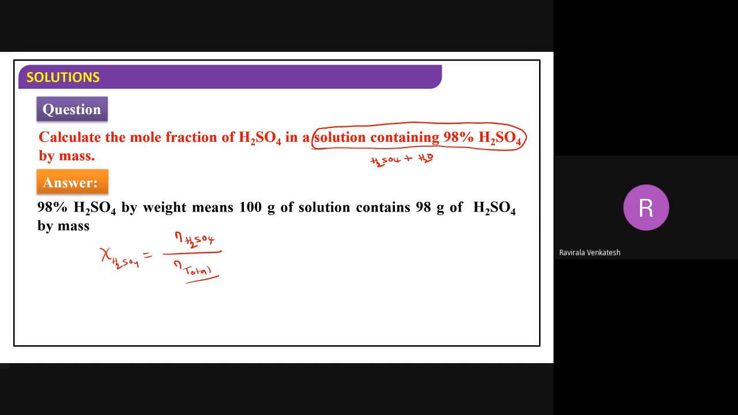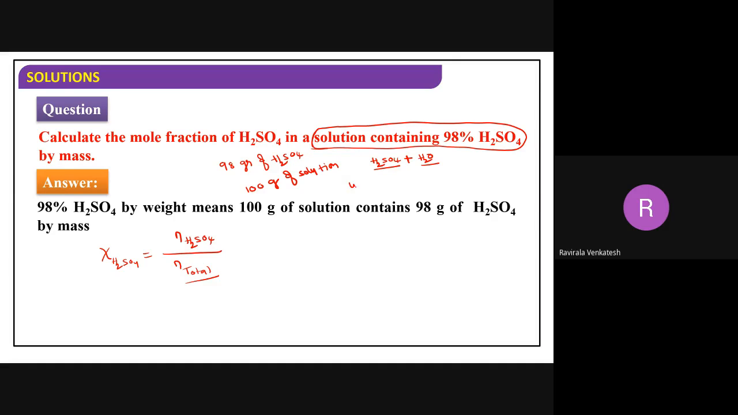Now, H2SO4 plus what? Water here. The solution is made up of H2SO4 plus water. In this, 98% of H2SO4 by mass. What is the meaning of 98% of H2SO4 by mass? It means 98 grams of H2SO4 present in 100 grams of solution. Understood here?